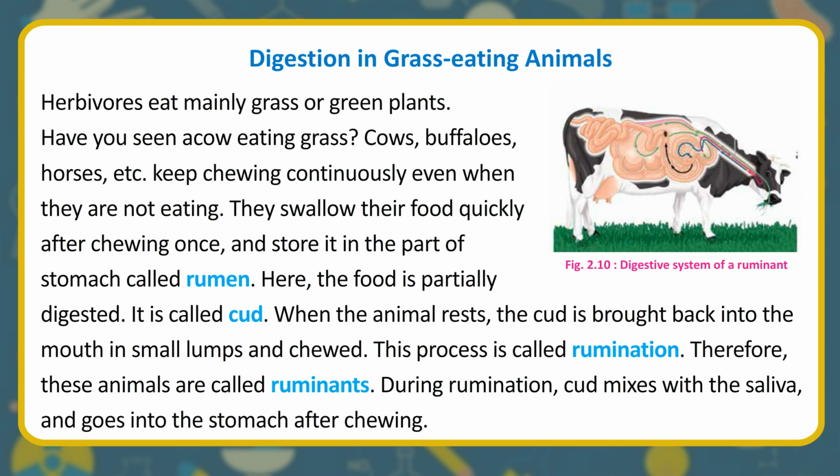It is called cud. When the animal rests, the cud is brought back into the mouth in small lumps and chewed. This process is called rumination. Therefore, these animals are called ruminants. During rumination, the cud mixes with the saliva and goes into the stomach after chewing.